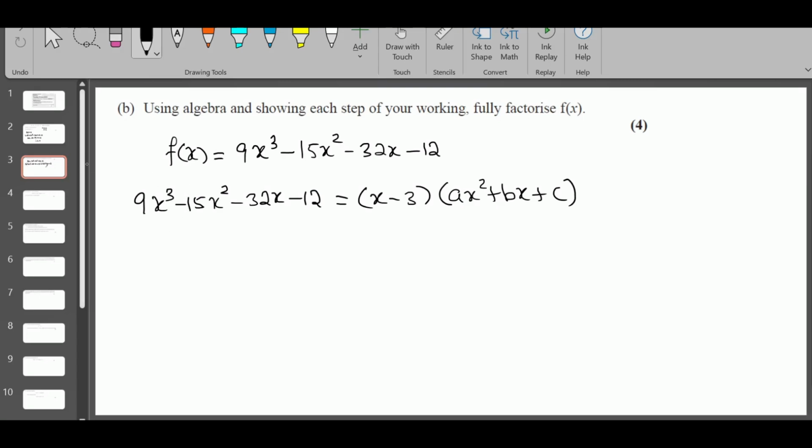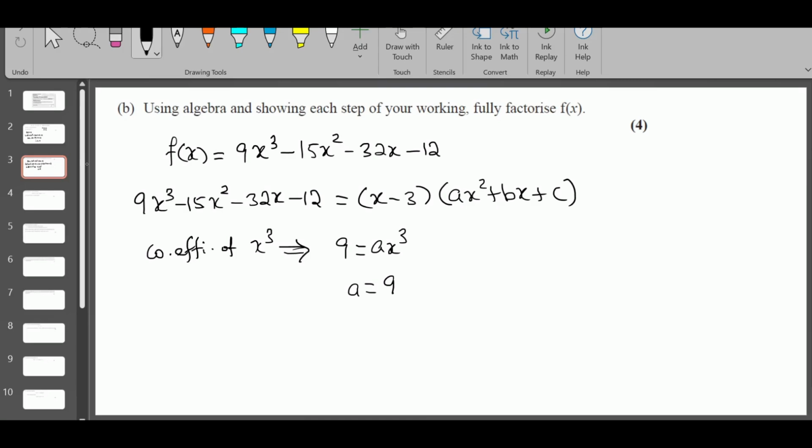Now by comparing the coefficient of x cube on both sides of the equation, here the coefficient of x cube is 9, here it's a, so we got the value of a. This is called the comparing the coefficient method. You can find the value of a, b, c.